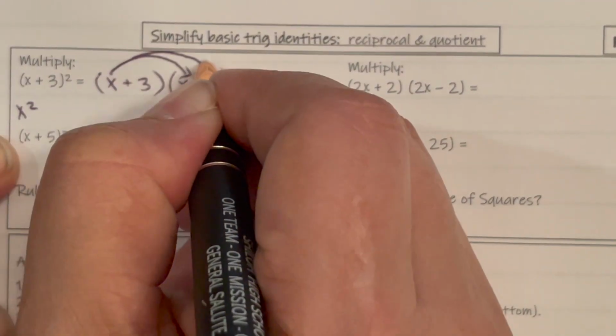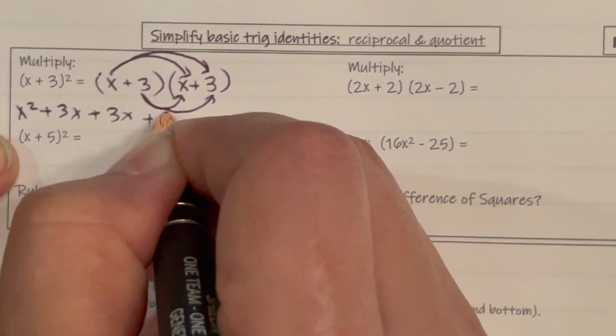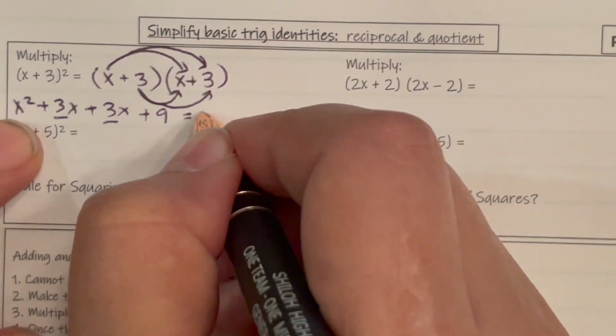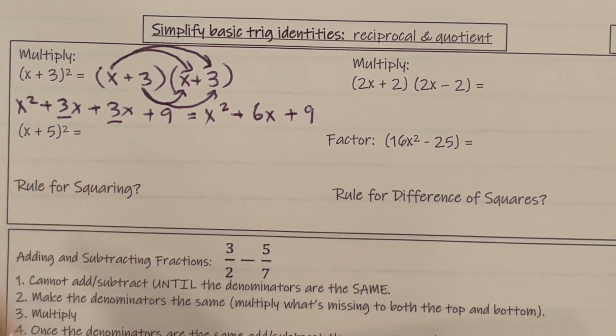X times x is x squared. X times 3 is 3x. 3 times x is 3x. And 3 times 3 is 9. Go ahead and combine like terms. You're going to get x squared plus 6x plus 9. Go ahead and do that second example yourself.